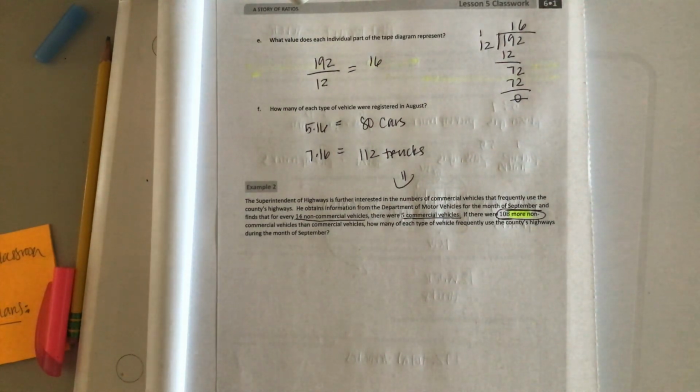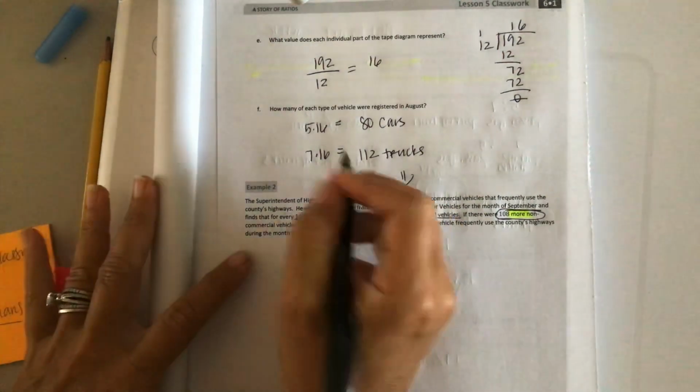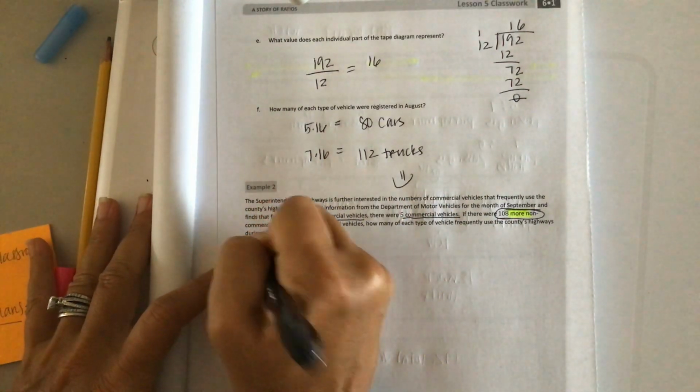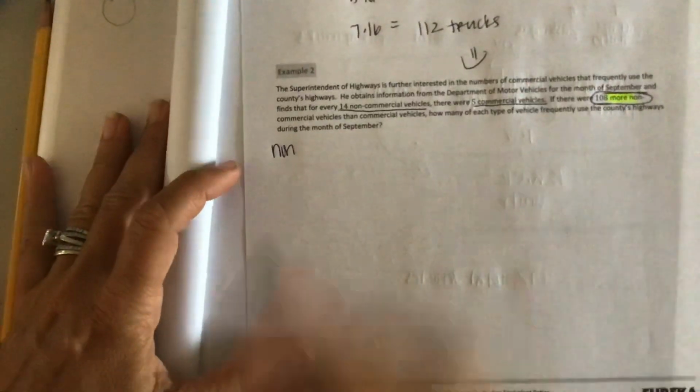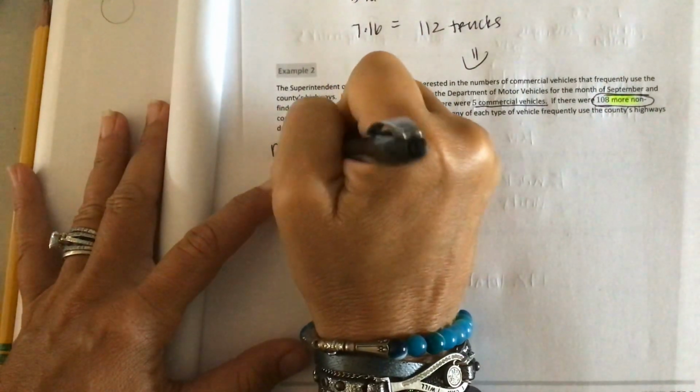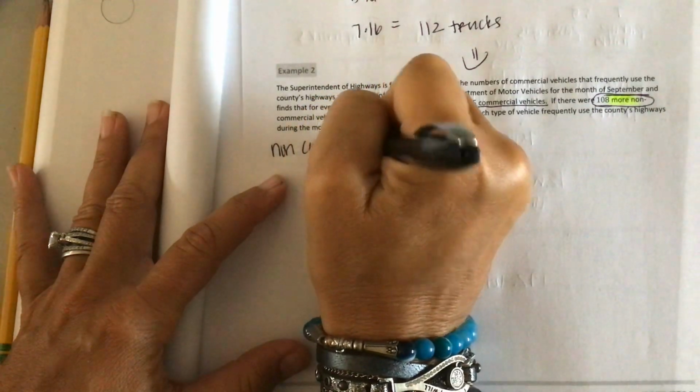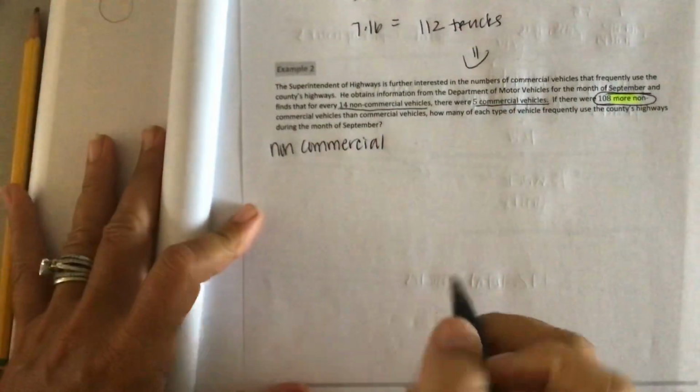Okay, so let's make a tape diagram. Non-commercial. Can you see? We're good? Make it a little bit bigger. Okay, non-commercial. 2, commercial.